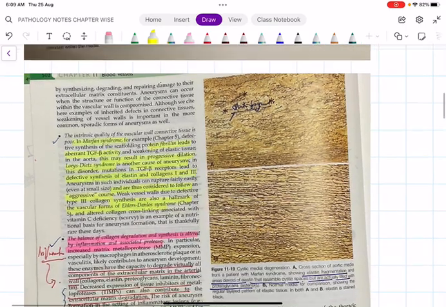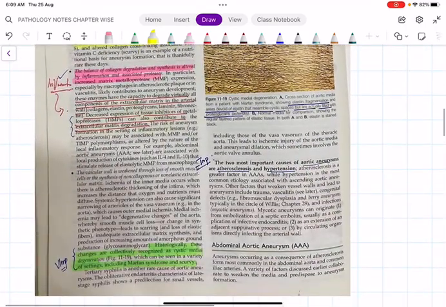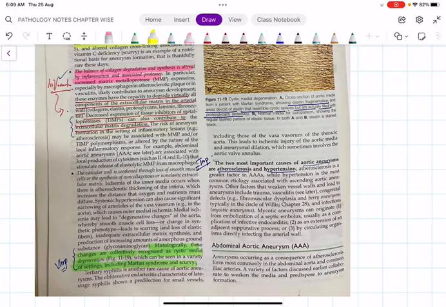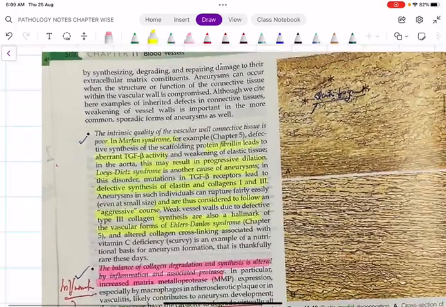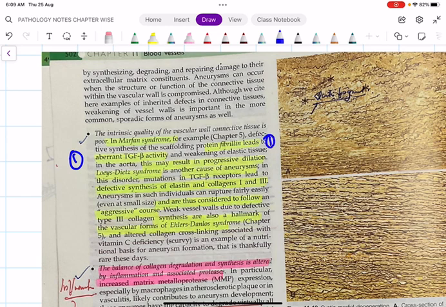So there are some 2-3 factors responsible for this. The number one factor is that the intrinsic quality of the vascular wall is poor. For example, Marfan syndrome, already studied. It is because of fibrillin gene mutation, which leads to aberrant transforming growth factor beta activity, and because of that there will be weakening of the elastic tissue. So that is one condition in which the intrinsic quality of the vascular wall is poor.